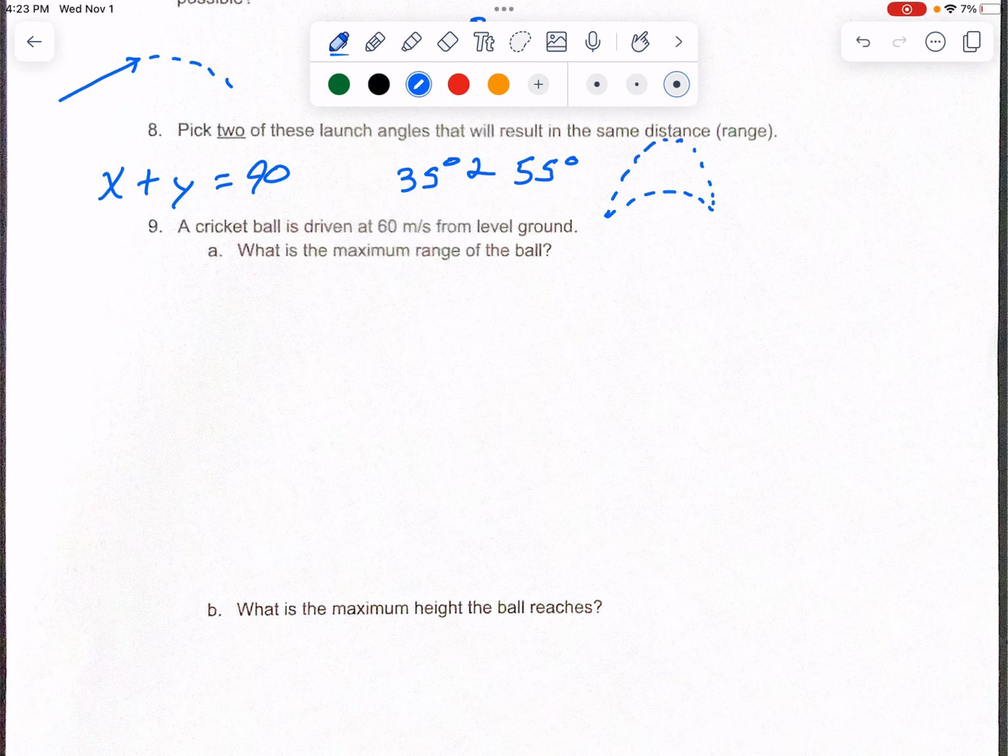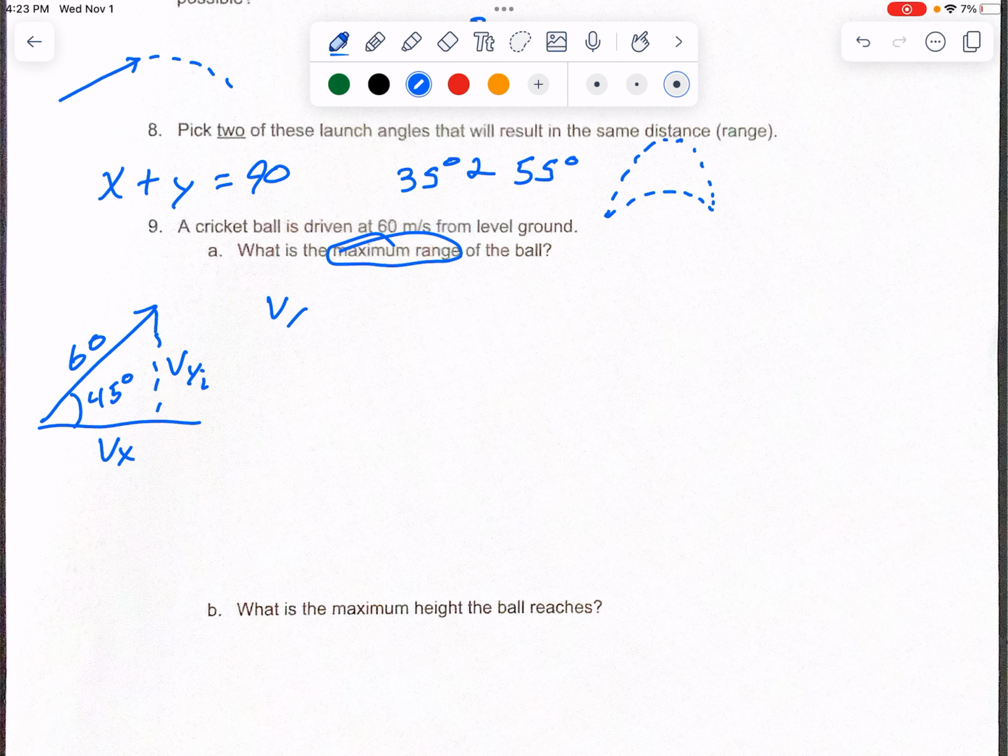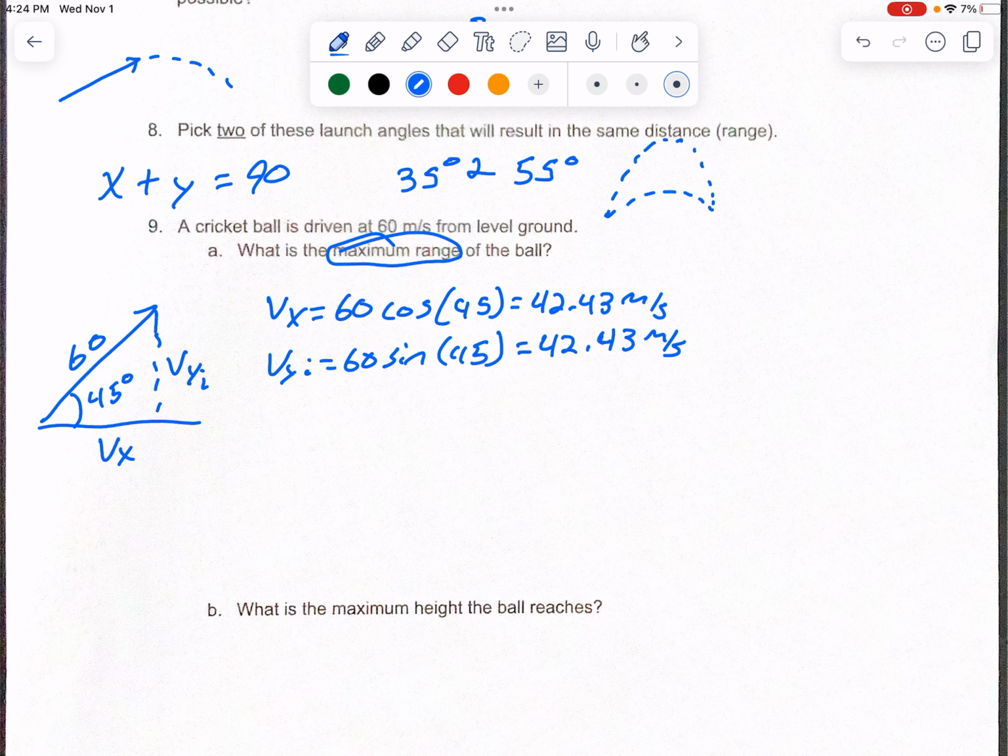9, a cricket ball is driven at 60 meters per second from level ground. What is the maximum range? So there's your dead giveaway for what your angle is. My angle is going to be 45 degrees, and my hypotenuse is 60. So let's go ahead and break it into pieces one more time. Vx equals 60 times cosine of 45, and you get 42.43 meters per second. Vyi, I'm going to do the same thing: 60 times sine of 45, and you're going to get the same thing. Remember, 45 degrees is perfectly in the middle, so they're both going to be the same.